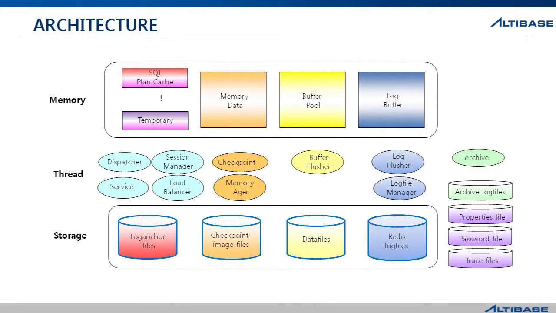In the memory area, there is something called memory data. This is the memory data space of Altibase H3, and this area is used for storing memory tablespaces and also memory tables. This area has the property name MEM_MAX_DB_SIZE. This property is set to 2 GB by default, and you can change the size from the configuration file called altibase.properties.